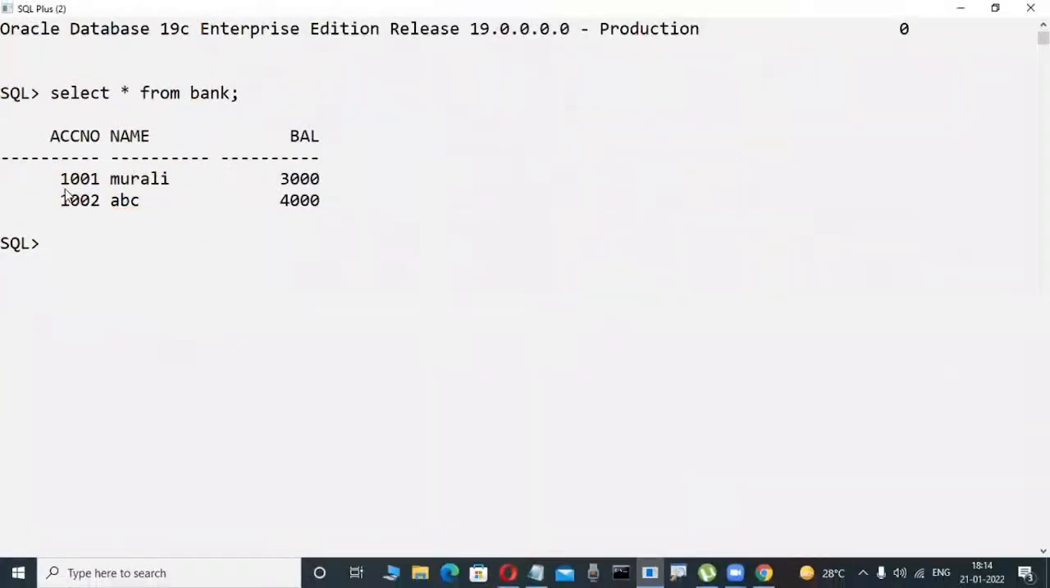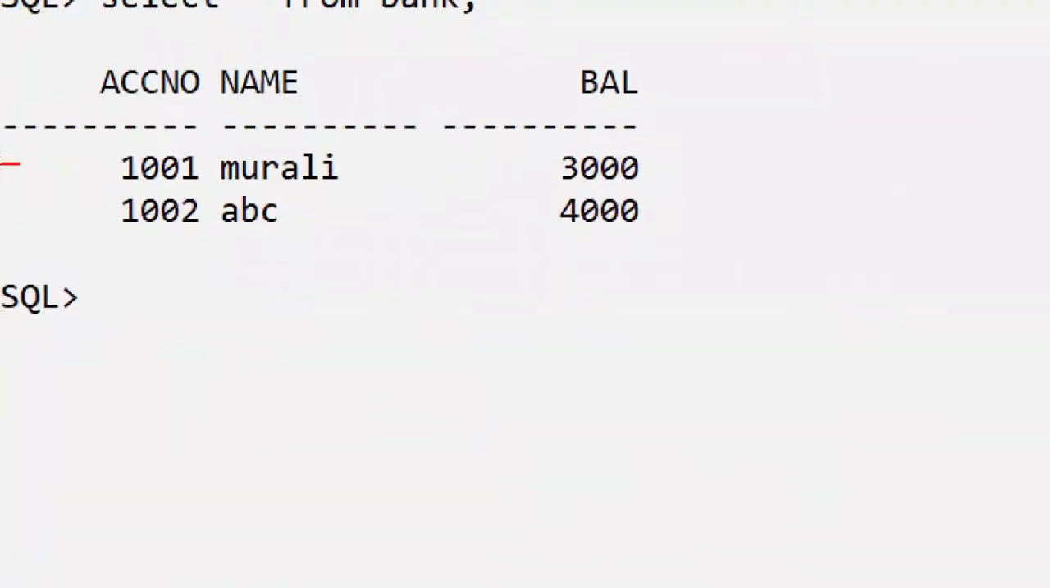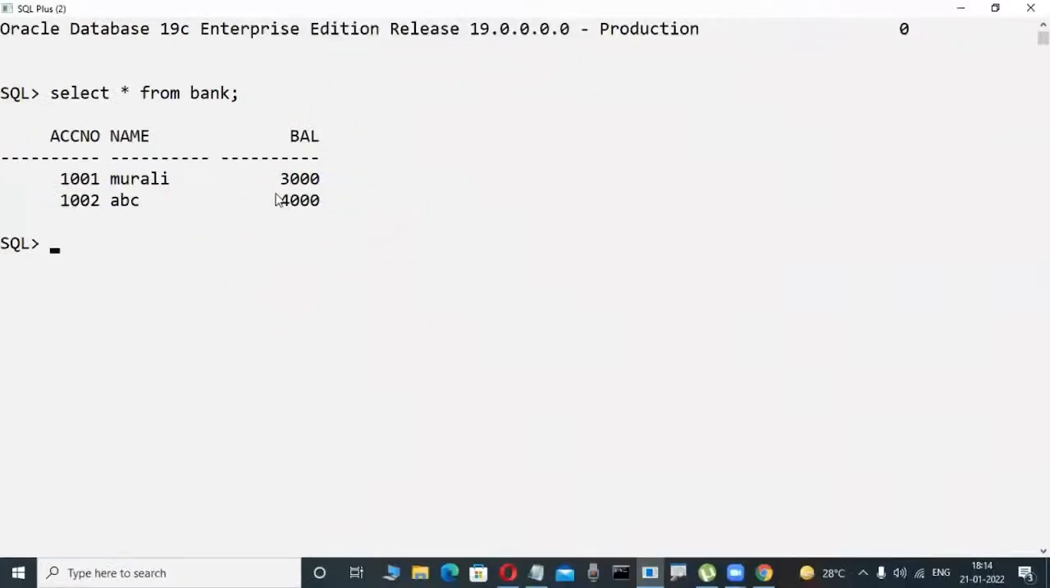Suppose this data, observe it for one minute. 1001 is an account number. My name is Murali, and I'm an account holder. My balance is how much? 3000. Observe here, my balance is 3000, for example. Now check out the scenario and slowly observe it.